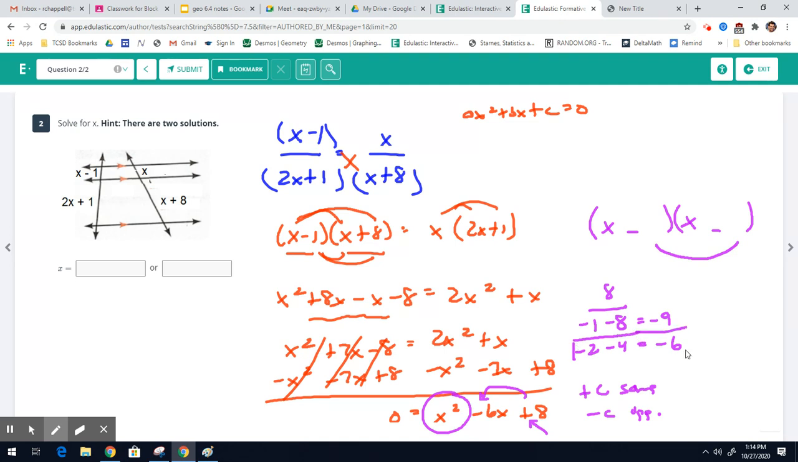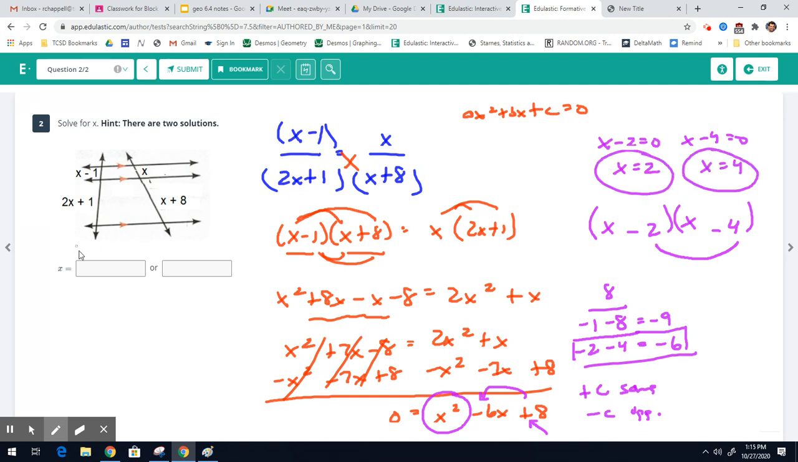This is your golden connection. Minus 2 goes here, minus 4 goes there. So this is how you factor a quadratic. Now what you do is you take each of those and set them equal to 0. So x minus 2 equals 0, x minus 4 equals 0. You add 2, x equals 2, and you add 4, x equals 4. And here are your 2 possible solutions.